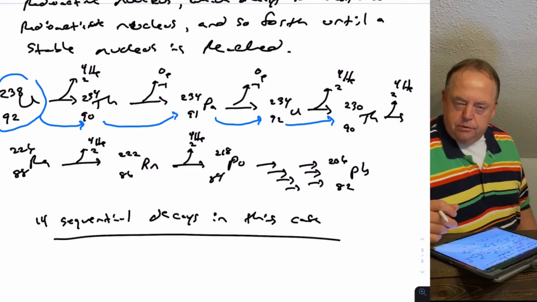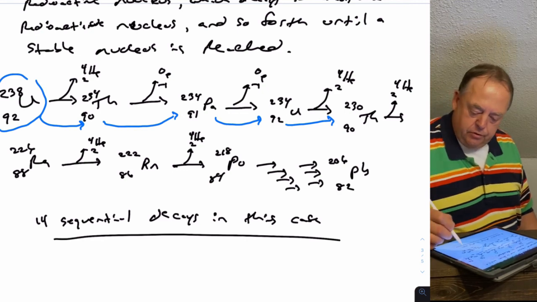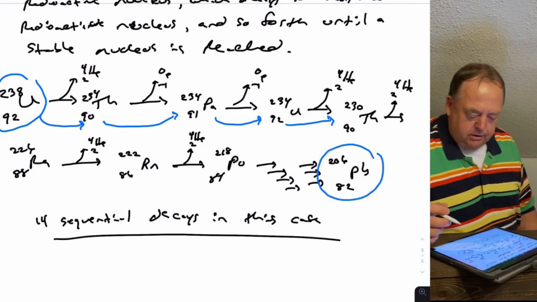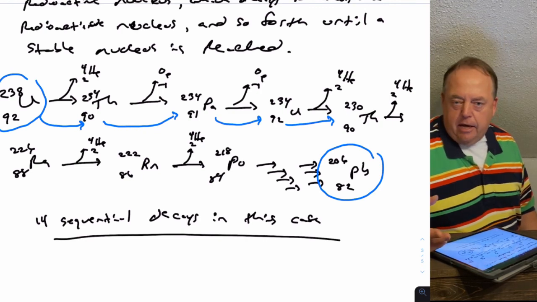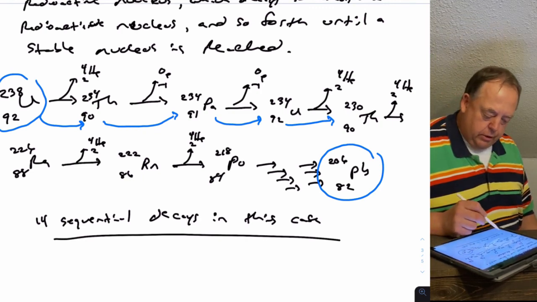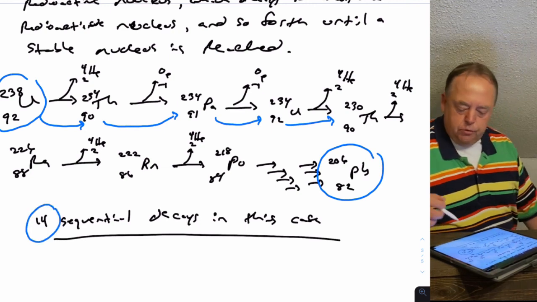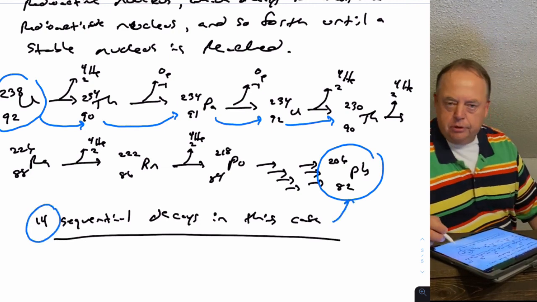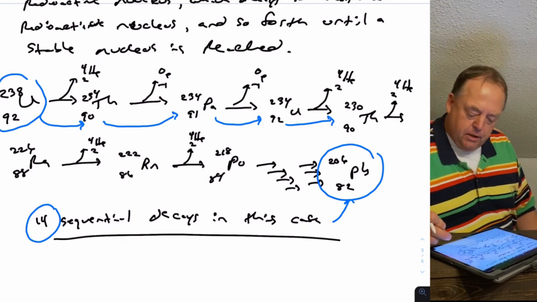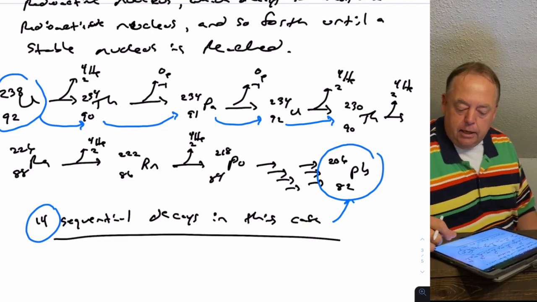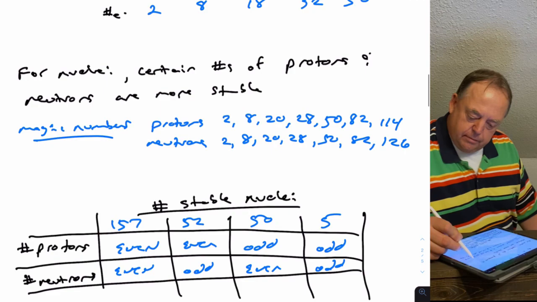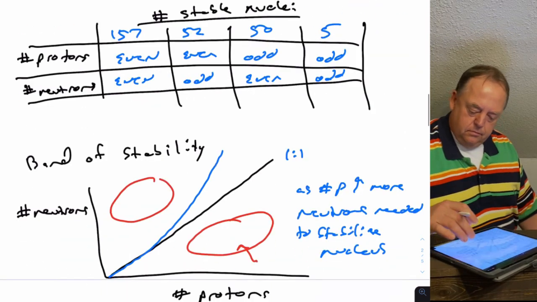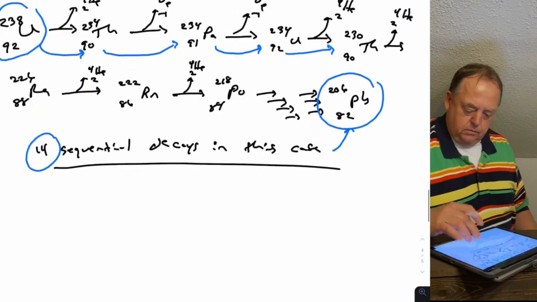The nucleus just keeps decaying until ultimately you get to something that's stable. In this case, the radioactive decay series ends at lead-206, with 82 protons. It's a stable nucleus, so that's not going to decay. So uranium-238 undergoes 14 sequential decays until it gets to a stable nucleus, lead-206. And a lot of these decay series end in lead with 82 protons, and 82 is one of those magic numbers.